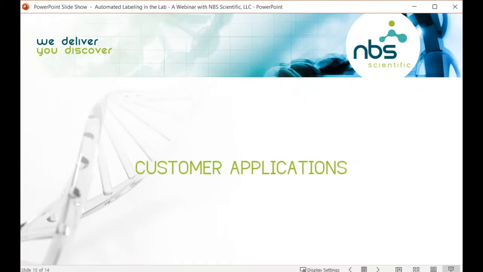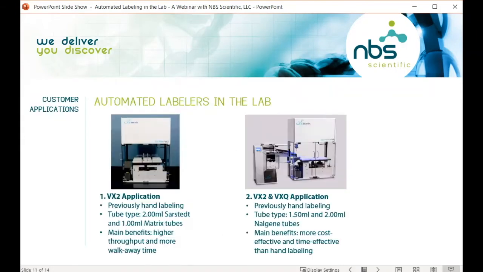So then finally, now that we've reviewed some of the tube and plate labelers in our portfolio, we wanted to take a moment to highlight some of the ways in which our customers are currently using these products in the lab. So we have 2 customer applications that we just wanted to touch upon quickly. One of our customers works with small molecules and does sample analysis via high-performance liquid chromatography and mass spectrometry.